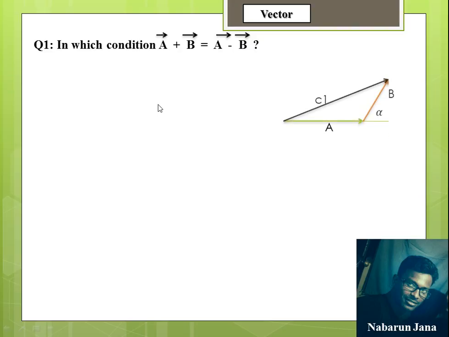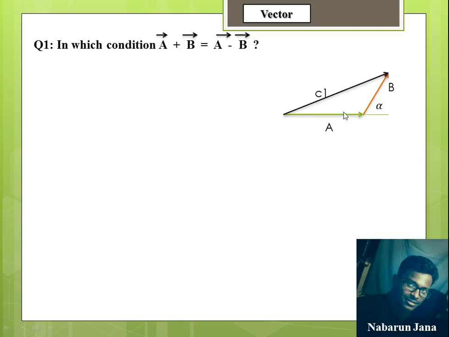At first, let this one be vector A and this one be vector B, and the angle between them is alpha. Now, you know how to measure the angle between two vectors: we have to extend one vector or both of them to get the arrowhead outward from a point. So I extend vector A and measure the angle between the two vectors. Say this is alpha. So this line is C1. C1 means the resultant of vector A and vector B.